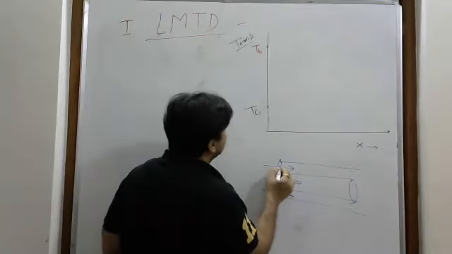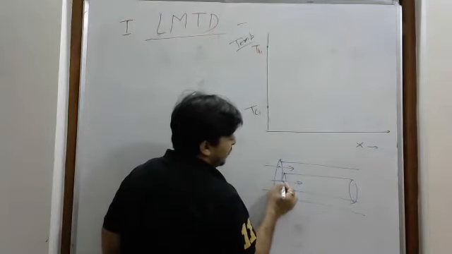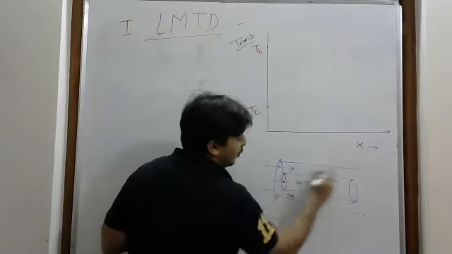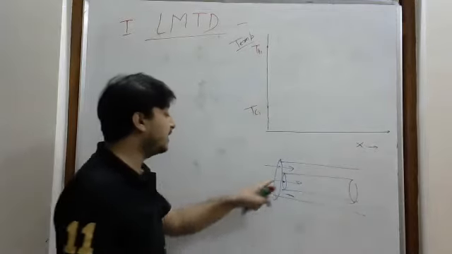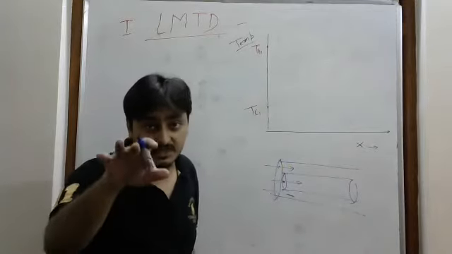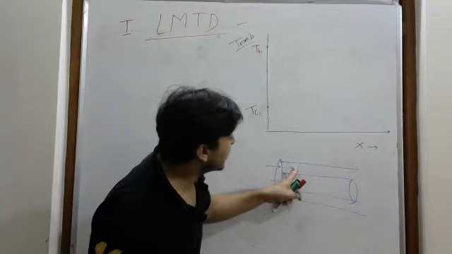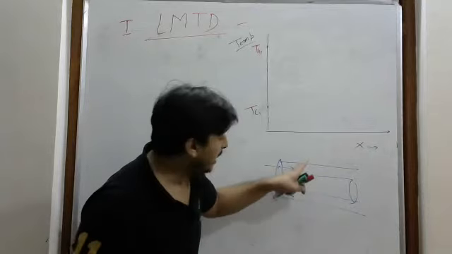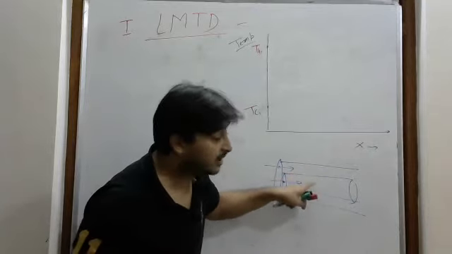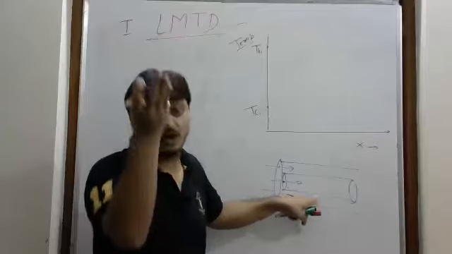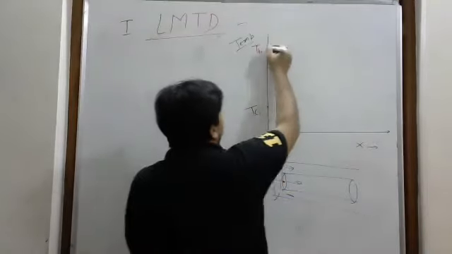So if this is THI, this point is TCI. When both are moving in one direction, what will happen? The hot fluid temperature is going to decrease. Why? Because heat will transfer from hot to cold. So if heat is transferring from here to there, the cold fluid temperature will increase and the hot fluid temperature is going to decrease. So I can show it like that.